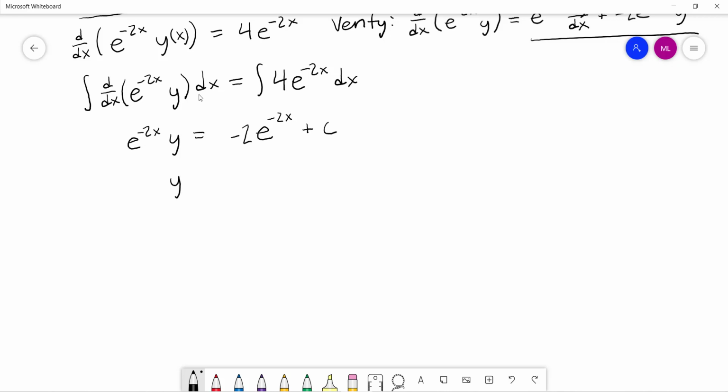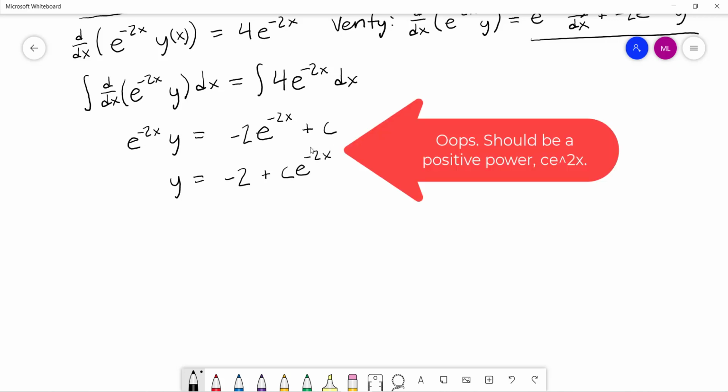To solve for y, all I need to do is get rid of this e to the negative 2x that shows up over here. And to do that, I need to multiply both sides by e to the positive 2x. I mean, you could think of it as dividing by e to the negative 2x if you want, but I prefer to think of it as multiplying by e to the positive 2x. So if I just go all the way through and multiply every single term by e to the 2x, e to the 2x times this term will cancel, and I'll just be left with a negative 2. And then the last term is going to be c e to the negative 2x.